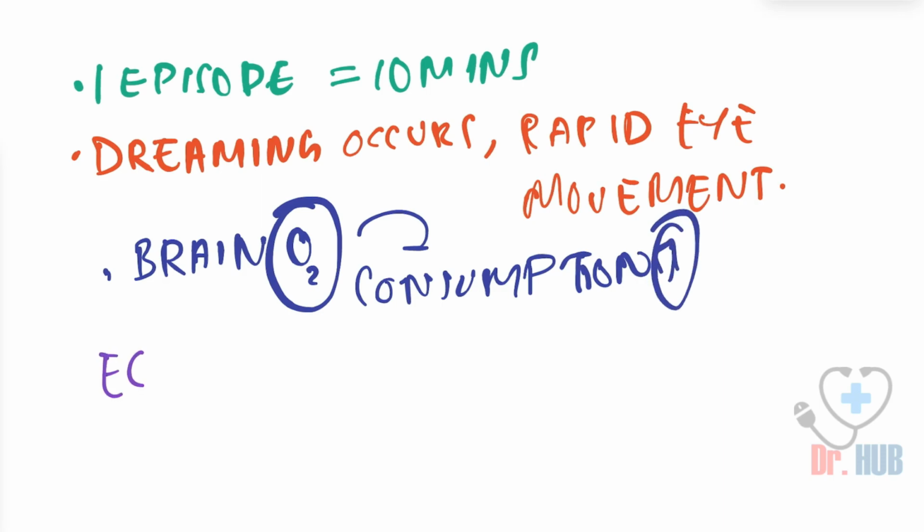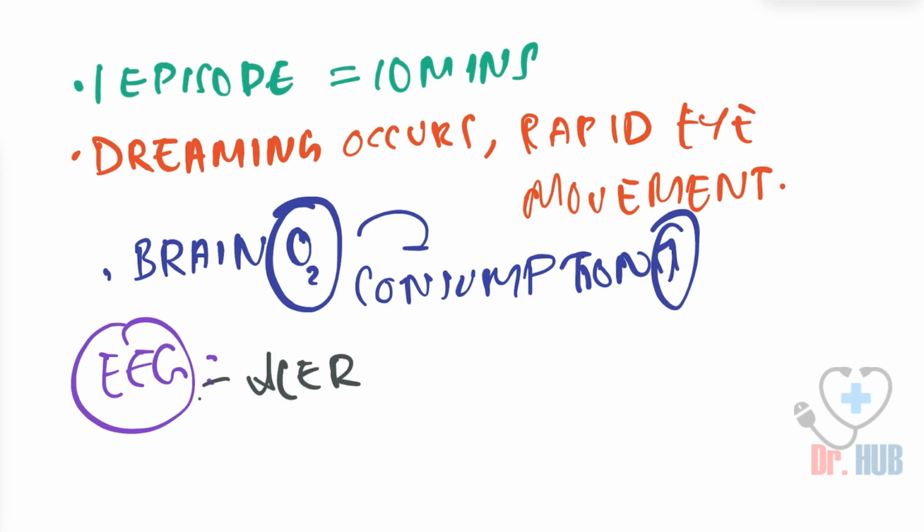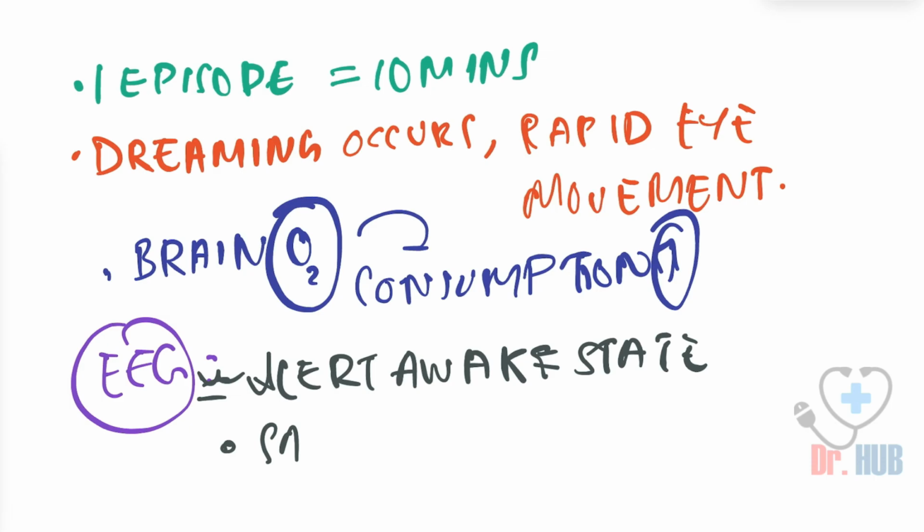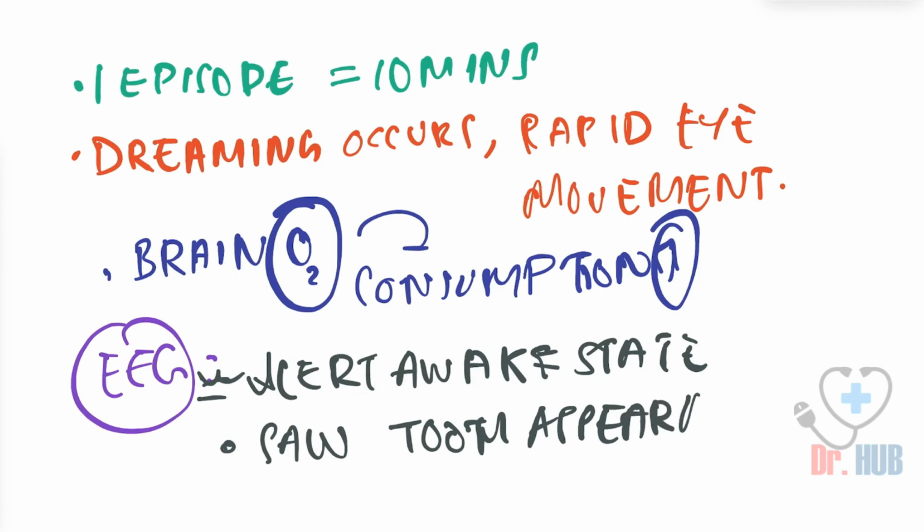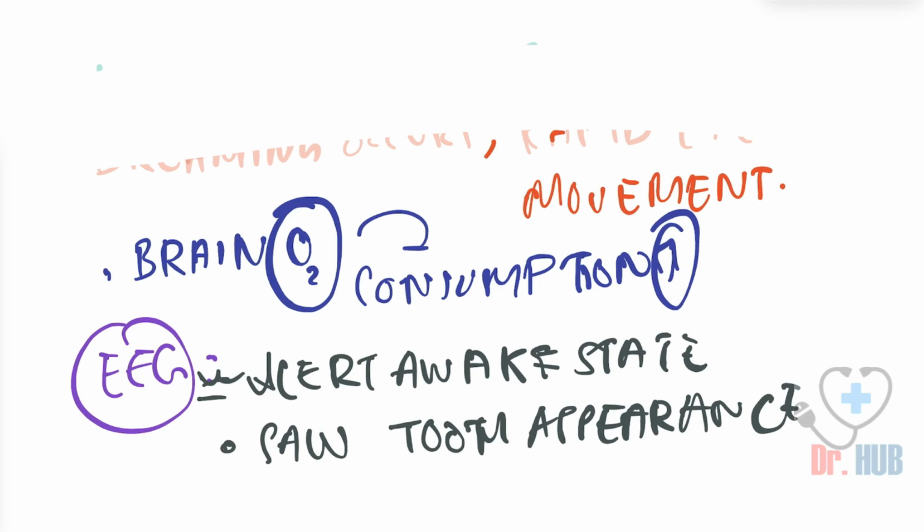Next we look at the EEG. So how is the EEG? The EEG resembles that of the alert awake state. And there is also a sawtooth appearance. The sawtooth appearance is seen in the EEG of REM sleep.